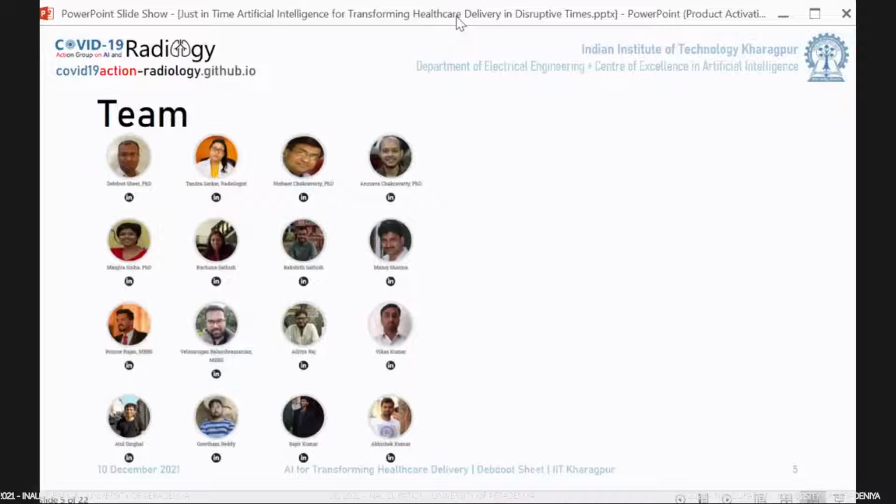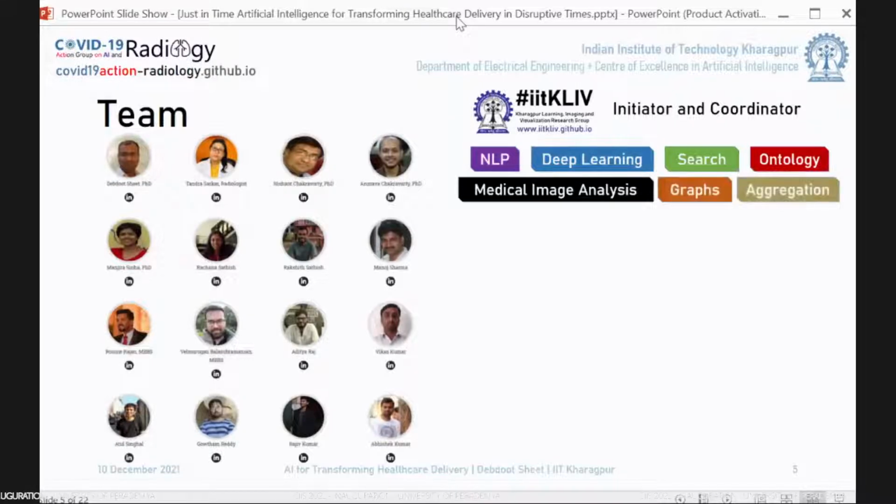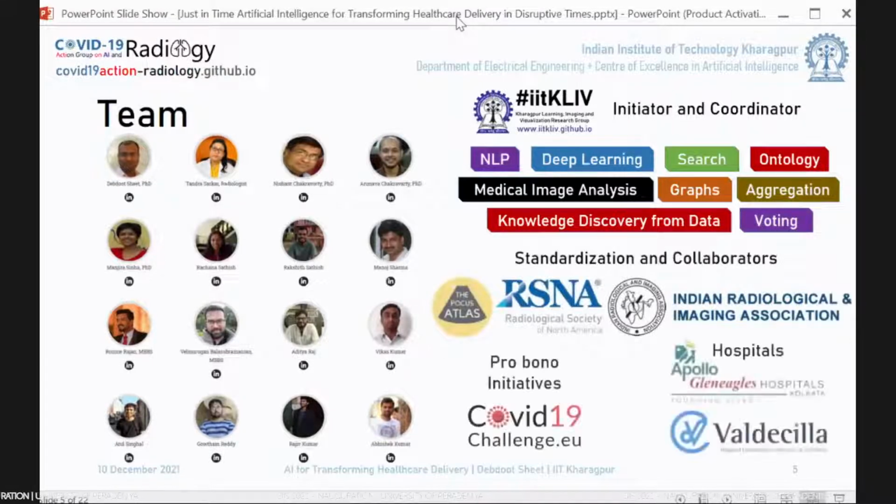our PhDs and undergrad students who came together, along with people who had experience in different types of technologies, including natural language processing, deep learning, medical image analysis, vision, graph based processing, knowledge discovery, and all of them together partnered up with a set of standardization and professional agencies, which included the Radiological Society of North America, RSNA, as well as the Indian Radiological and Imaging Association.